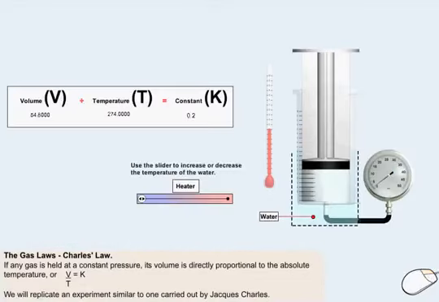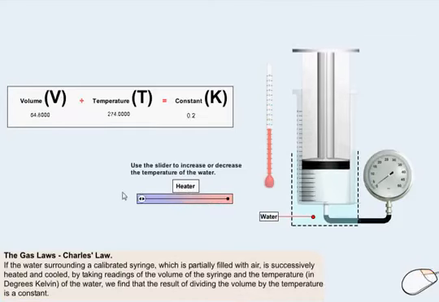Just as we did to demonstrate Boyle's law, we'll replicate an experiment similar to one carried out by Jacques Charles. If we partially fill a calibrated syringe with air and place it in a container of water, then by increasing or decreasing the temperature of the water, and thus increasing or decreasing the temperature of the air inside the syringe, while taking readings of the volume and temperature, and then dividing volume by temperature in degrees Kelvin, we see that the answer is a constant. Remember that, in theory, the pressure inside the syringe remains constant also.